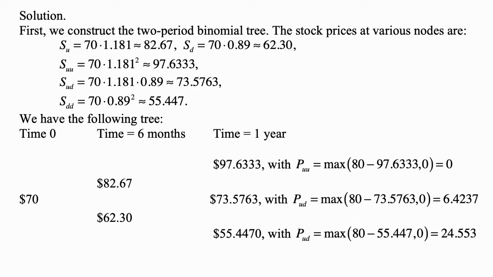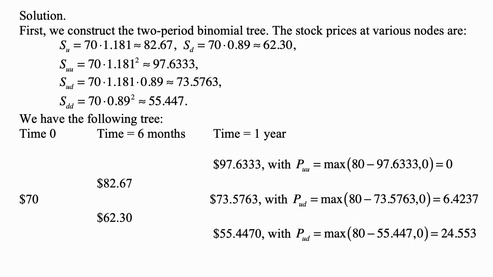And here's the solution. So first we construct the two-period binomial tree. The stock prices at various nodes are S sub U, which is the price if the stock goes up, which is 70 times 1.181. That's approximately 82.67. SD is the price if the stock goes down, and that's 70 times 0.89, which is approximately 62.30.